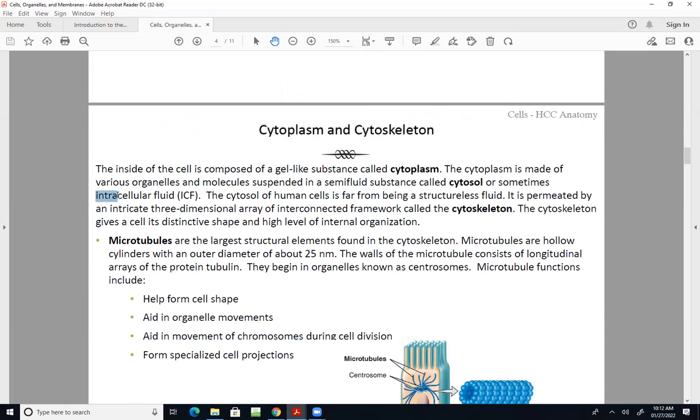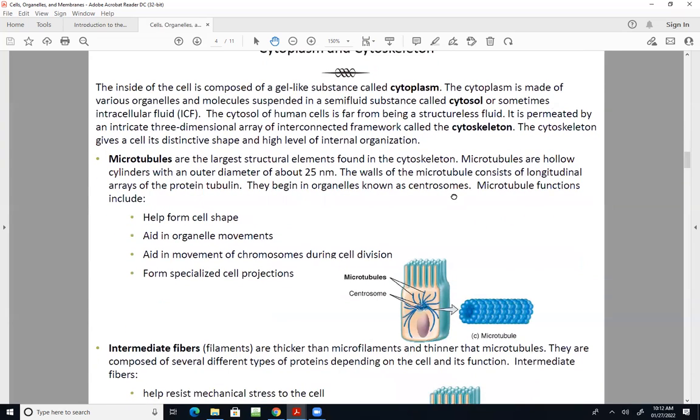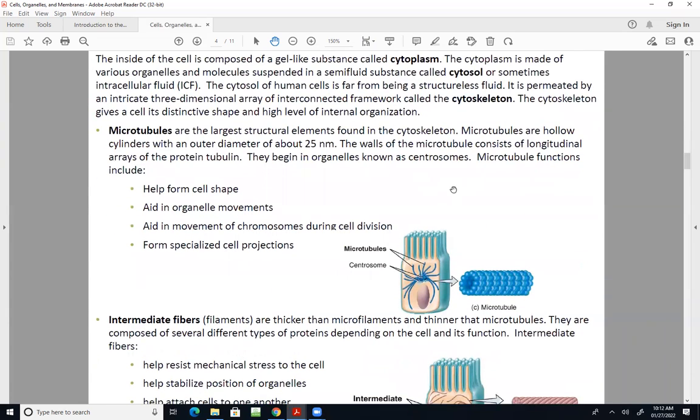You'll see this prefix intra quite a bit this semester. Intra means inside or within, so intracellular means within the cell. I'll be honest with you, I kind of use cytosol and cytoplasm interchangeably. Technically, that's not accurate, but I catch myself doing that from time to time. Cytosol is the fluid. Cytoplasm is the fluid plus the organelles. So that's why it's not just a watery thing. We call it a gel-like substance because those organelles thicken it up.